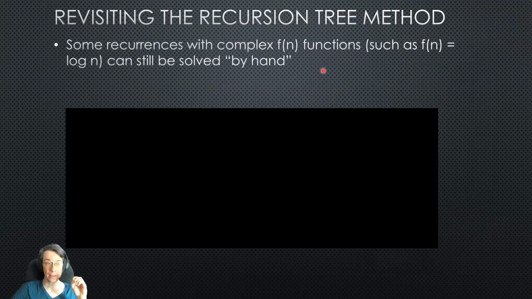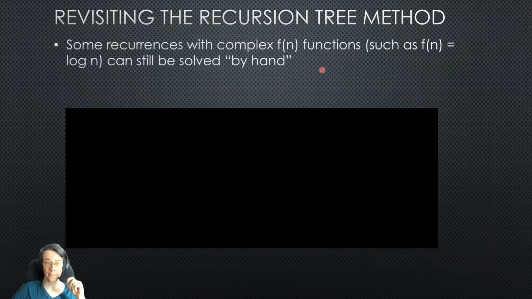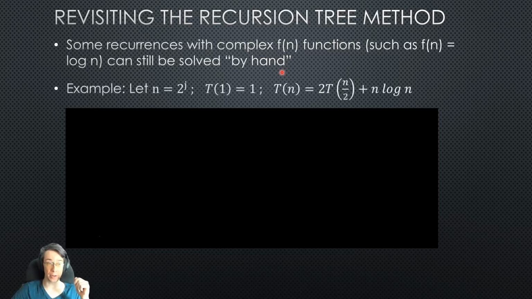Okay? Now, I want to very quickly revisit the recursion tree method, because you don't have to go all the way to the complex general master theorem to solve a recurrence that has some fancy term like n log n in the recurrence. Some recurrences with complex f of n functions, such as f of n equal to log n, can still be solved by hand. This is also important to know, not just because it frees you from relying completely on the general master theorem, but because we may ask you to solve something like this by hand to prove that you understand it. You can solve such recurrences by hand using the recursion tree method.